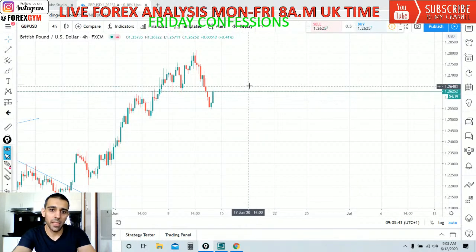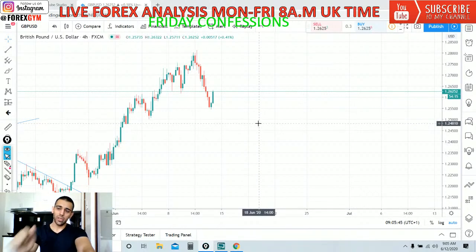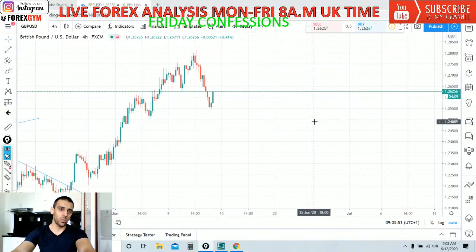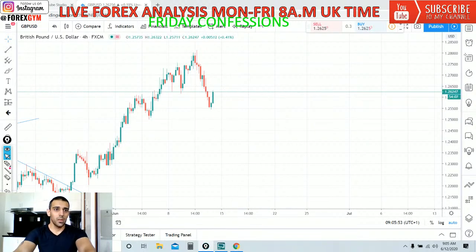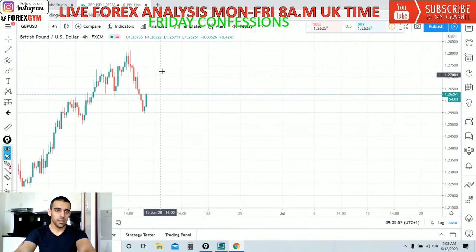So 20 pips, and the target's going to be at 26.45. So we're looking for a 45 pip gain with a 20 pip stop loss. That gives us just over 1 to 2 risk reward, which is pretty good. Okay, I'm going to have the levels down here on the chart.